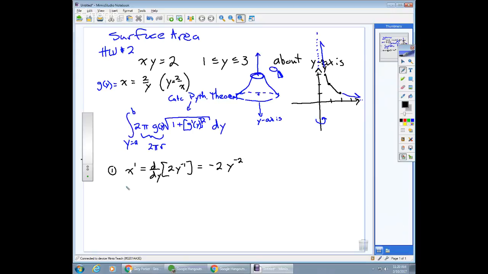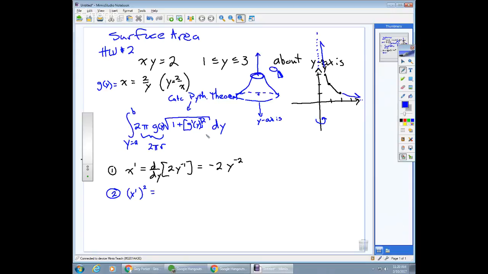All right, step 2. We're trying to build this right here. We got to square it, yeah, so we need x prime squared.